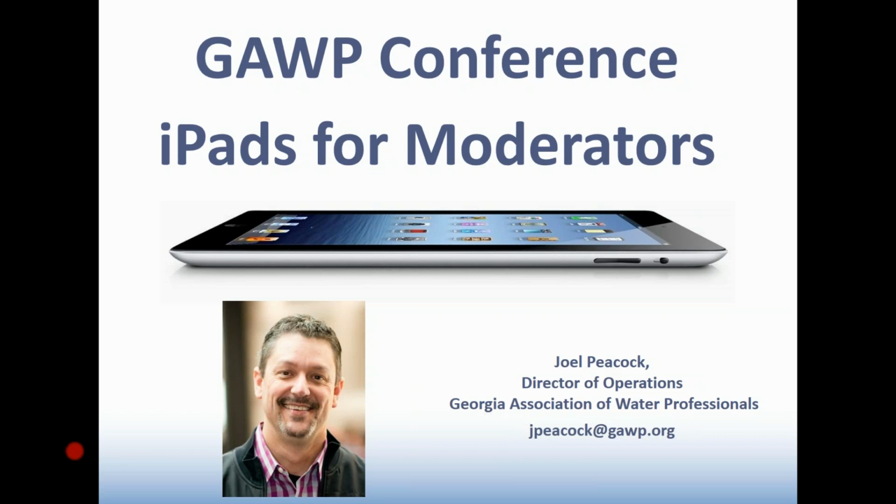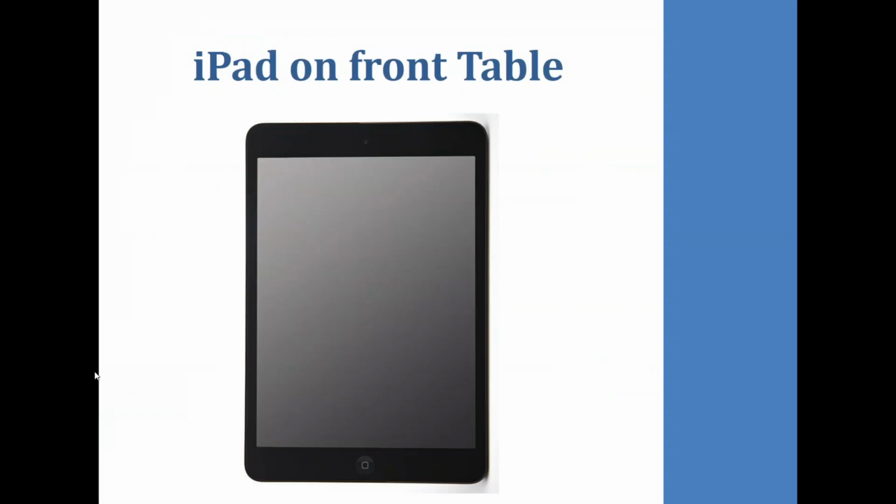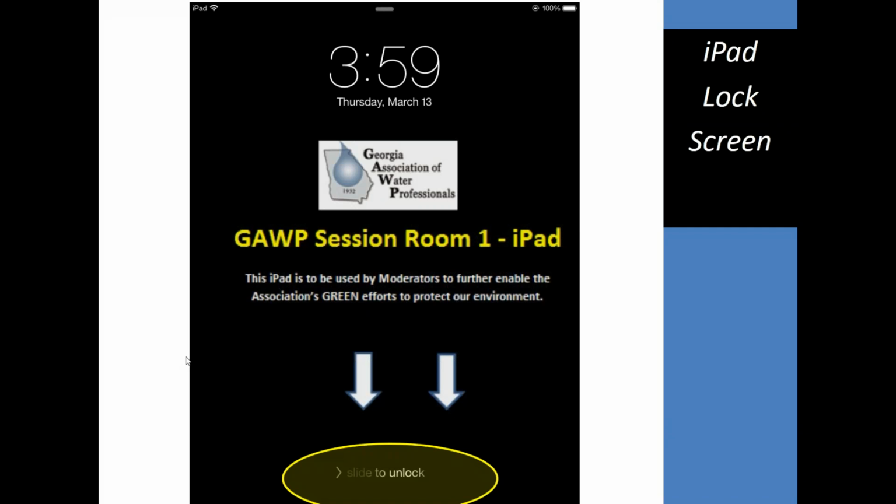Once you pick up the iPad on the front table, we do not tether them down anymore. There were several reasons for that, so it should just be laying there on the table. Once you pick it up, you just press the little center button there. If you're familiar with iPads, it'll be self-explanatory, but you just slide it open to unlock the iPad.